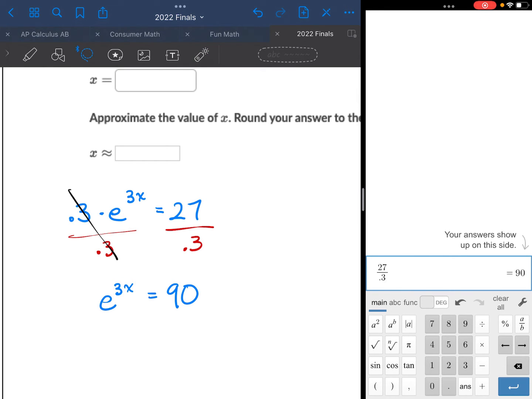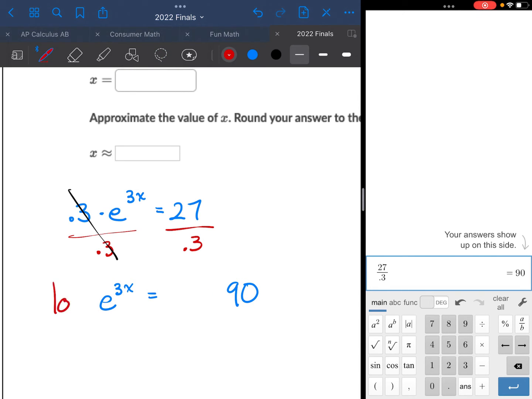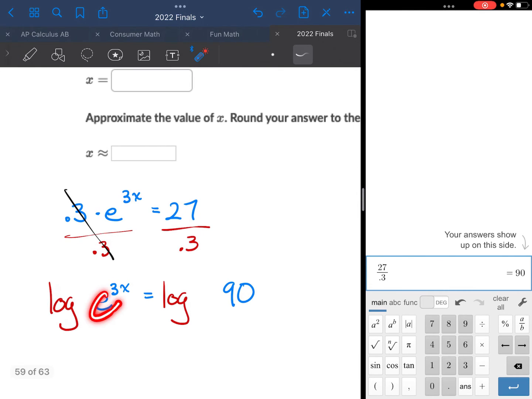So what I need to do is I need to move this 90 a little bit to the right so I have room to write my log. So I'm going to take the log of the left and the log of the right. And this is the cool thing. You get to choose whatever base you want. And the smartest thing to do is choose this number, the original base of the thing we're untrapping. Choose that number to be the base because it makes your life easy. You'll see why in a sec.